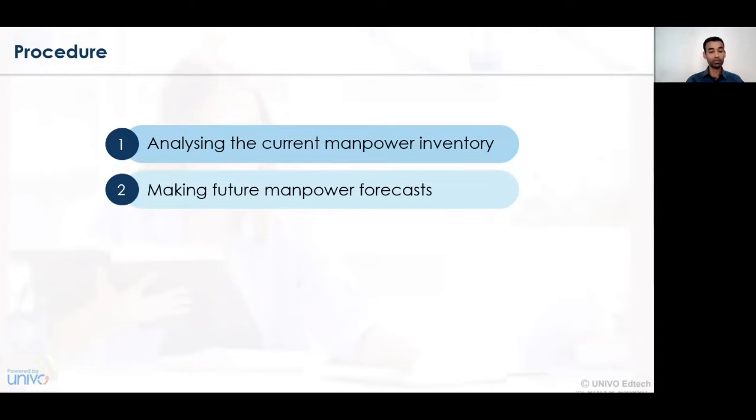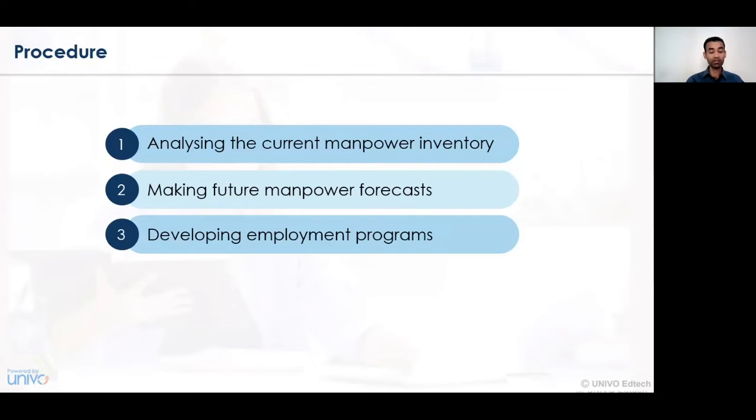Making the future manpower forecast. Based on the future manpower forecast, one has to analyze the availability of current labor and what the requirement of labor will be in the near future.